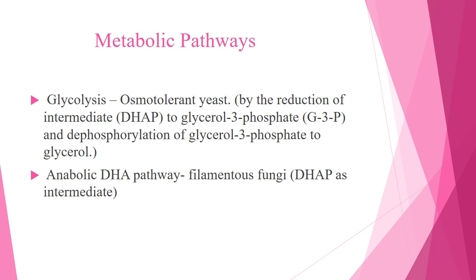The osmotolerant yeasts are commonly involved in the production of glycerol. They use the glycolysis pathway, reducing the intermediate dihydroxyacetone phosphate to glycerol 3-phosphate. This glycerol 3-phosphate, as I said before, undergoes dephosphorylation to yield glycerol. The filamentous fungi, as I said before, the Aspergillus species, use the anabolic DHA pathway. Here also the intermediate is dihydroxyacetone phosphate. By using this intermediate, it produces glycerol.